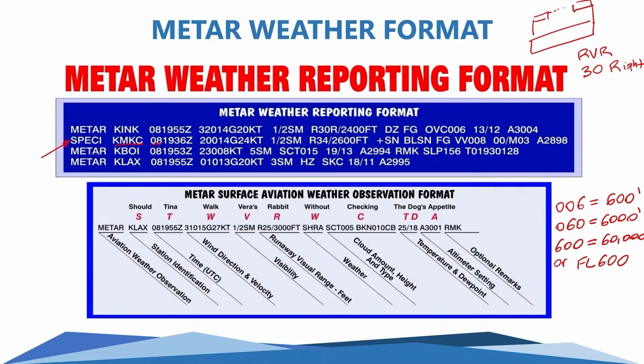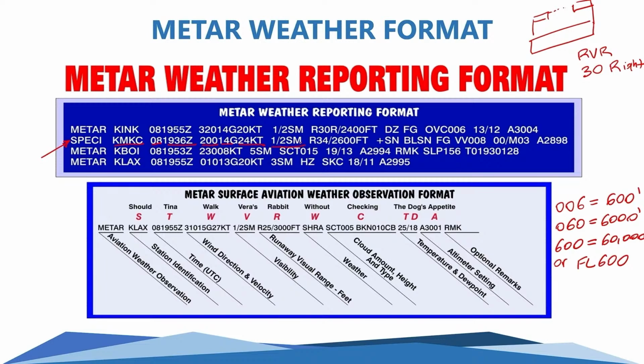So this was basically reported on the 8th day at 1936 Zulu. Okay, so obviously a little bit off from the 55 past that we've talked about. And here we have our direction, our velocity, and our gust. Okay, not all the time you're going to have gust unless it is really a windy situation. But in this case, at Kansas City on the 8th day at 1936 Zulu, the weather was 200 at 14 knots, gusting to 24 knots.